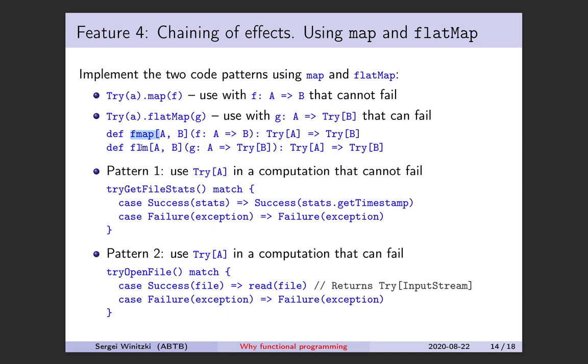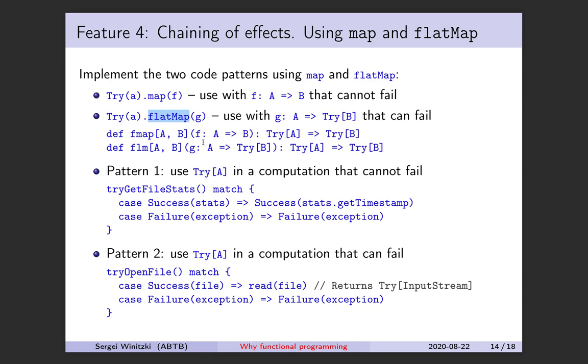The functions fmap and flm have slightly different type signatures, and these are used in functional programming reasoning. They're more useful for reasoning than for practical coding, because they have this nice structure. A to B goes to Try A to Try B, A to Try B goes to Try A to Try B. This symmetric structure of the type signature is easier to reason about, but they're not particularly convenient in writing code. It's much more convenient to write code like this with .flatMap and .map.